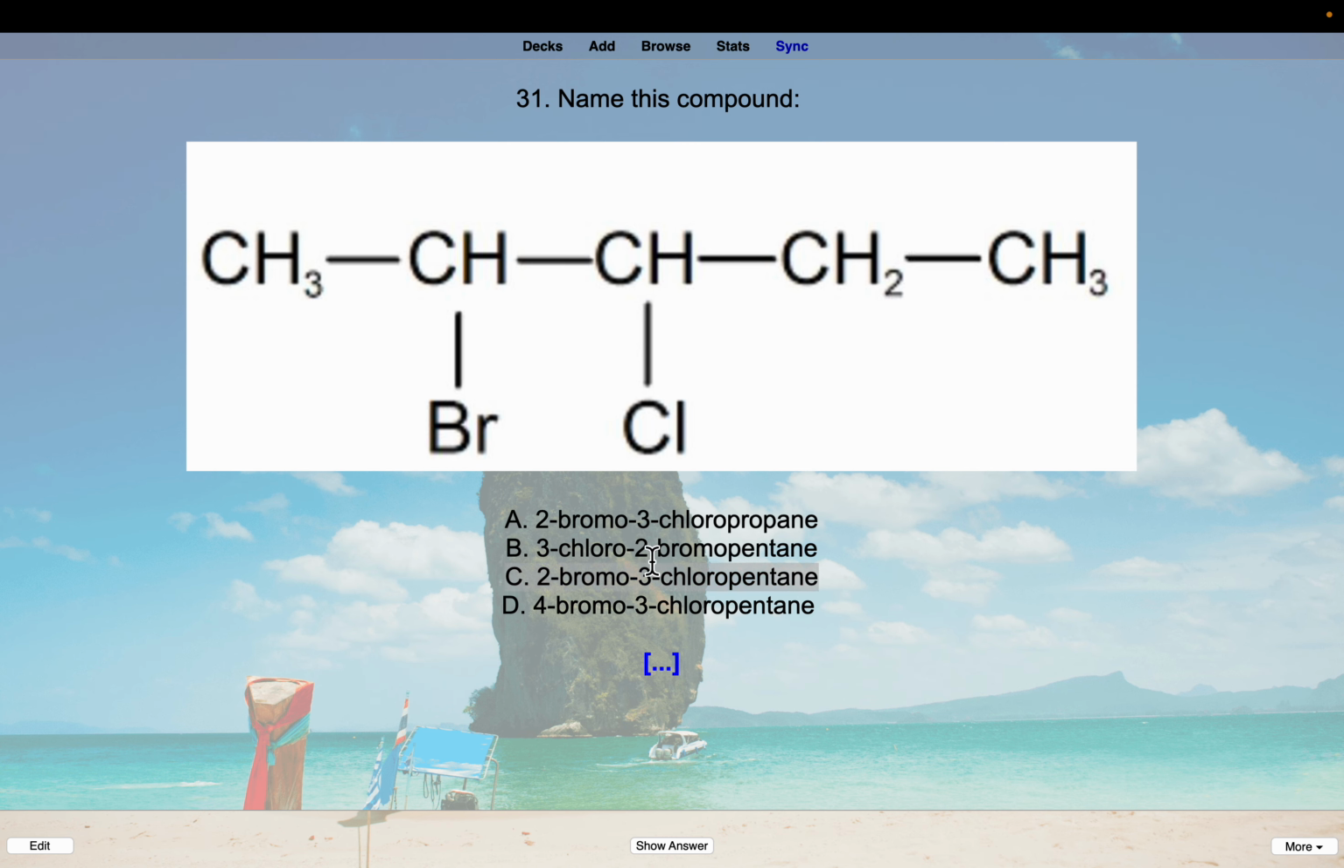Let's see why B is not correct. With respect to alphabetical order, I think C is correct because first things first, what came first was bromine, and what came later was chlorine. So 2, 3. We can say 3, 2, I guess. For bromo, okay, this is a different topic. I think C is the answer. 2-bromo-3-chloropentane. Okay, that is correct.